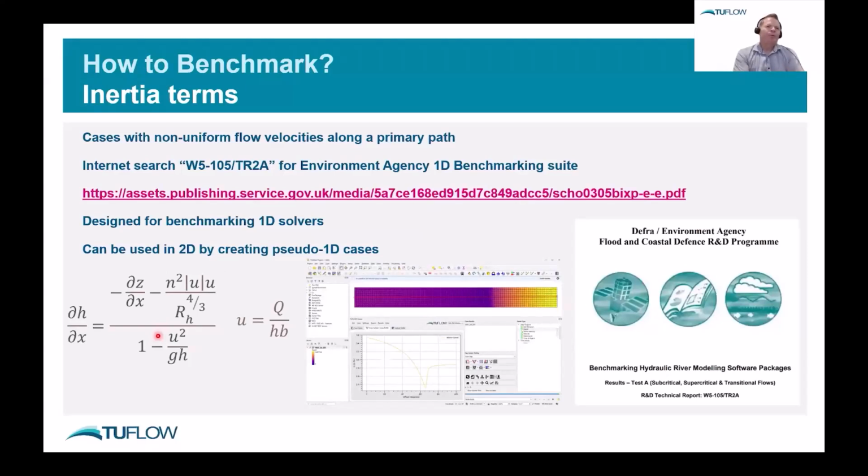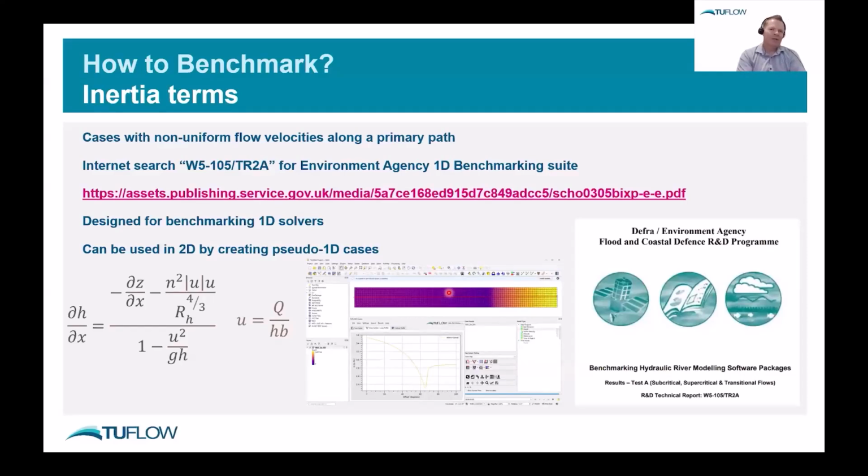In this case, I'm going to point you towards the Environment Agency in the UK. They offer a 1D benchmarking suite that you can download and run tests for. And you can actually use a 1D benchmarking suite in a 2D solver just by creating a model that, in this case, you can see in the middle picture down the bottom of my plot there. You can see in here I've got what is effectively a 1D model, but I've just run it in 2D by extruding the DEM in the other transverse direction, and it's 10 cells wide.